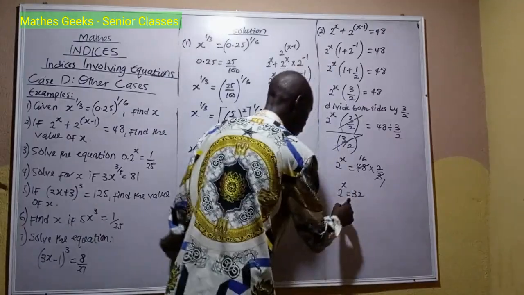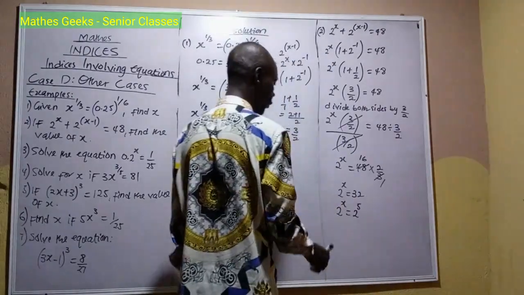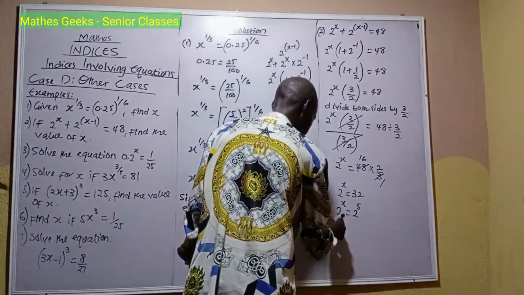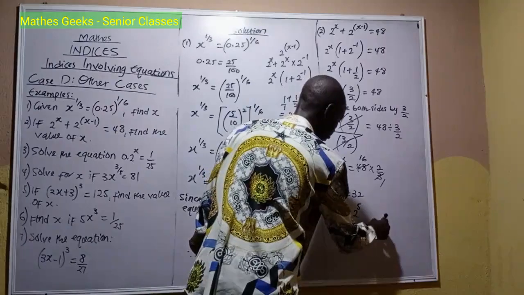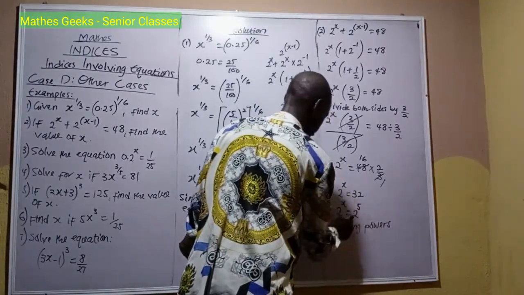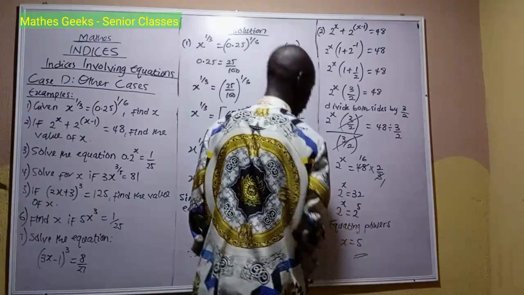So 2 raised to the power x is equal to 2 raised to the power 5. Since the bases are the same, equating powers, x is equal to 5. That's the final answer.